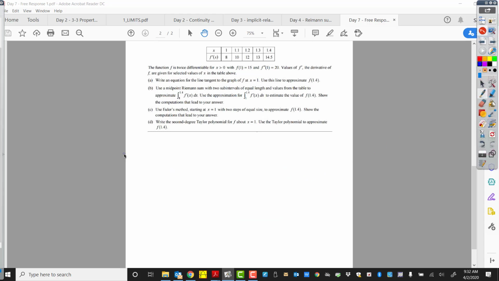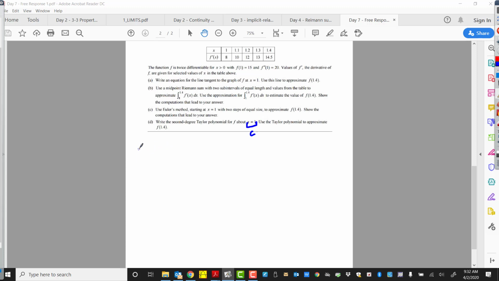Lastly, we're moving to part D. This should be the most recent, and so it should be easy enough to see. Use the second degree Taylor polynomial to approximate f about x equal to 1. So that means our center is 1. And then use it to approximate f of 1.4.